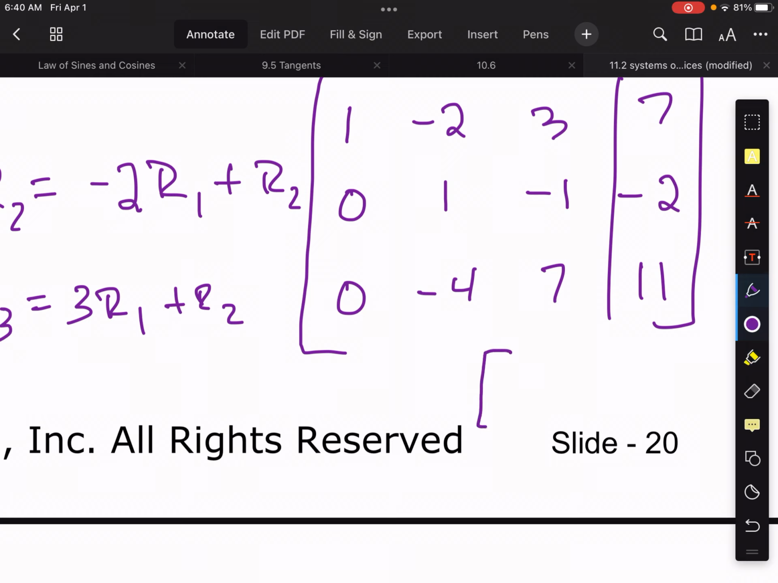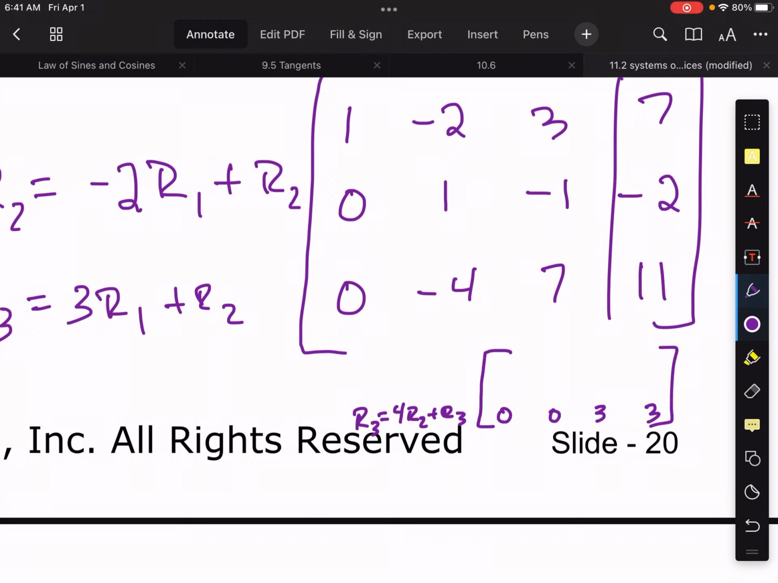Okay, so if I go middle row times 4, I'm going to say row 3 is equal to 4 times row 2 plus row 3. Okay, well 4 times row 2, that's going to be 0, 0 plus 0 is 0. 4 times 1 is 4, 4 plus negative 4 is 0. Alright, then 4 times negative 1 is negative 4, negative 4 plus 7 is 3. Alright, and then I'm going to take 4 times negative 2, which is negative 8. Negative 8 plus 11 is 3.